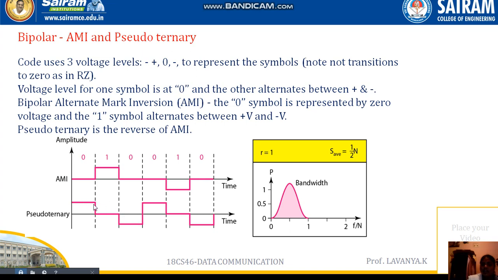In pseudo ternary, the 0 value is always going to alternately change the digital signal. If it is 0, it should be positive, because previously it was negative. Again now it is going to change. Again, if it is 1, it should be a negative voltage. Again, if it is 0, it should be a negative voltage. Like that, it is going to keep on changing.